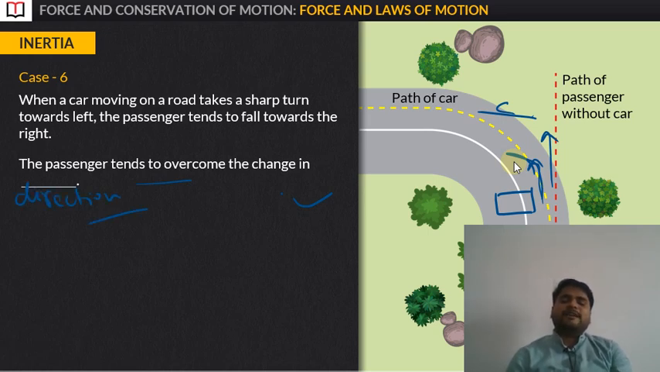So it means we can say that inertia is of 3 types. The first is rest inertia, second is motion inertia, and third is directional inertia.